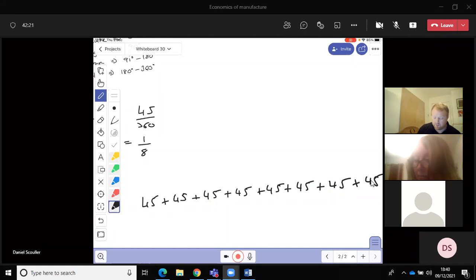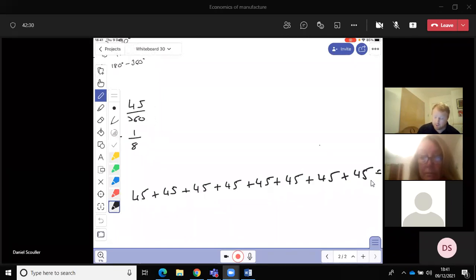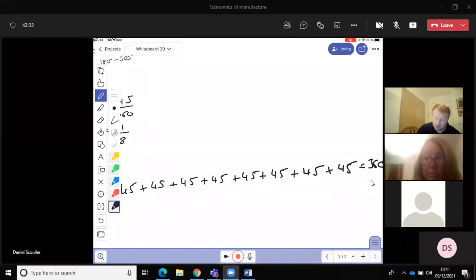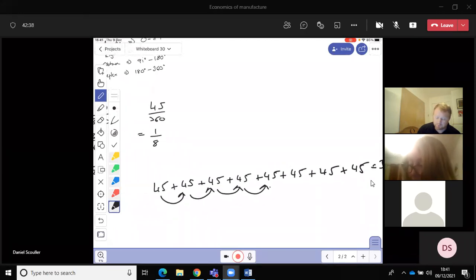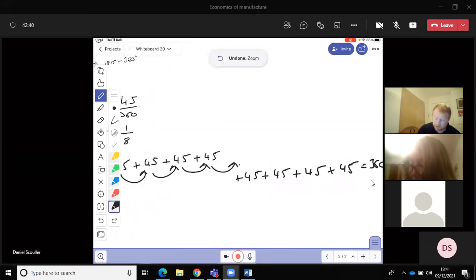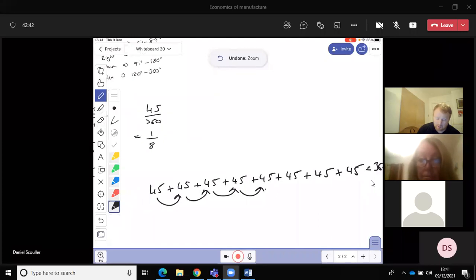So if you do 45, how many 45s go into 360? Okay, it does divide equally. It's a nice number, number 8. It's just a case of recognising how many 45s go into it. So there's 8 45s, so that simplifies down to 1/8.